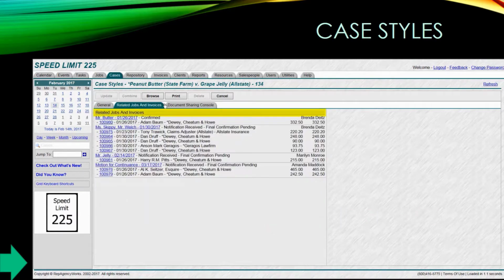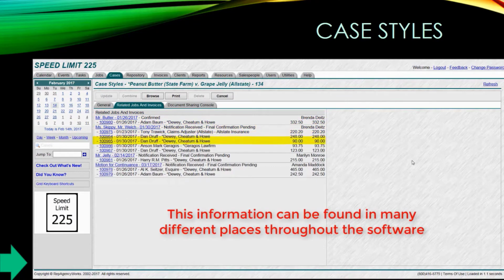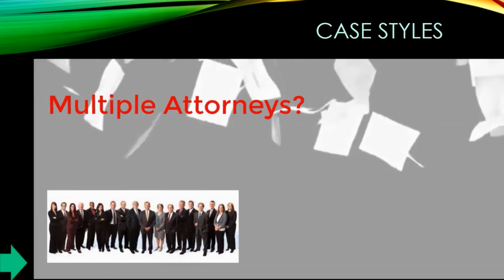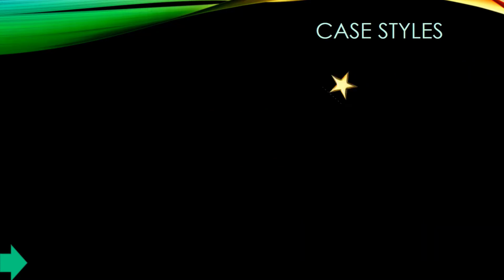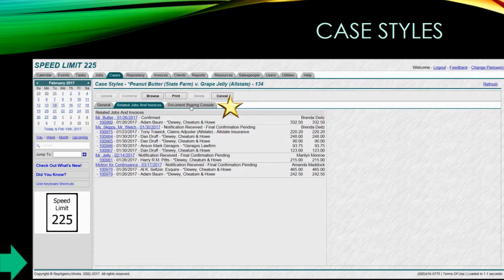Next is a list of all the job dates and invoices in the case. And finally is my favorite part. It's called the document sharing console. All of the attorneys involved in the case will be listed on the left, and all of the job dates and documents will appear on the right.